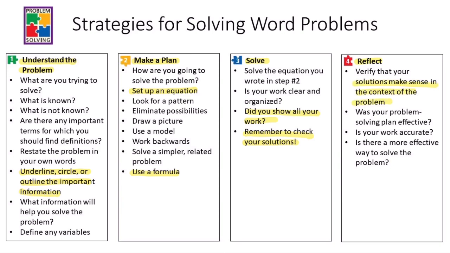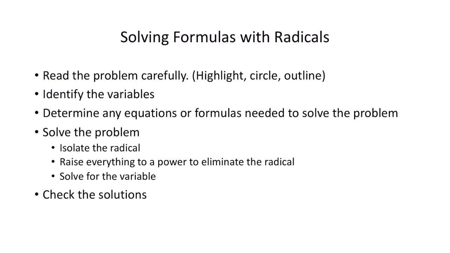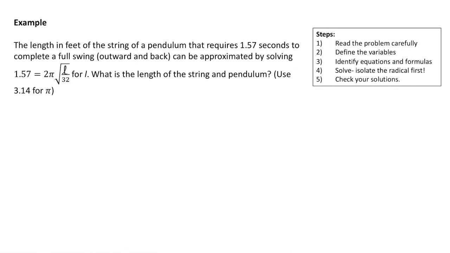So when we solve formulas with radicals, we're going to follow these steps: read the problem carefully, identify variables, determine any equations or formulas, and then when we solve the problem, we're going to use the steps that we've been talking about in this lesson. Isolate the radical, raise everything to a power, and then solve for the variable and check your solutions. So let's try this example.